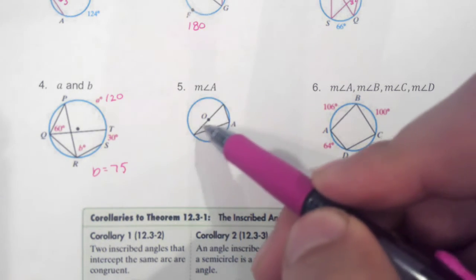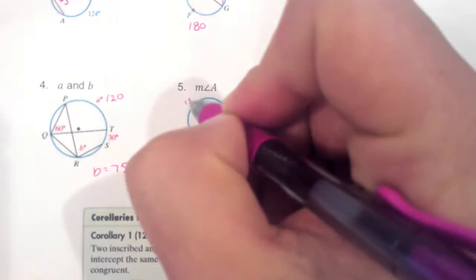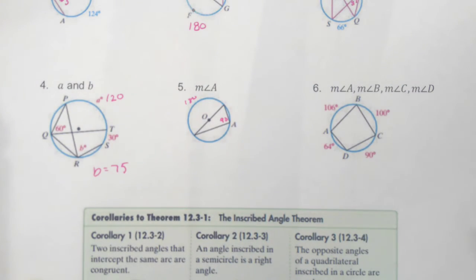Okay, angle A, notice we've got a diameter. It's always going to be 90 degrees because the diameter is 180, so it's half that. Right? It's half the circle, 180 degrees.